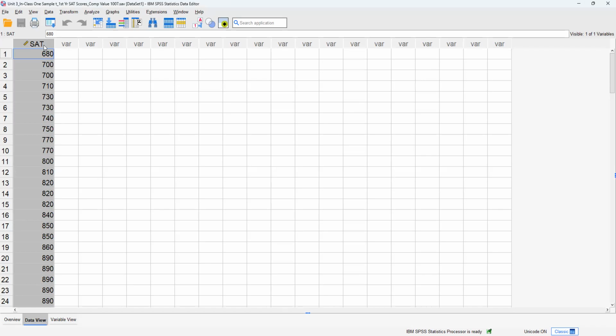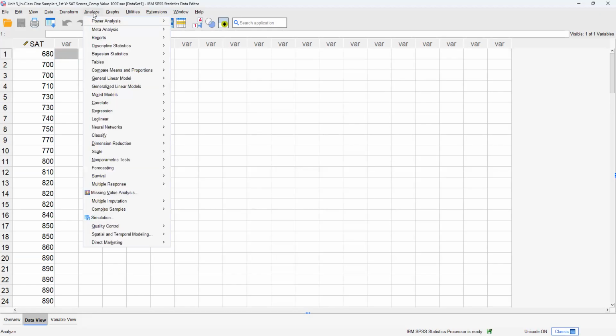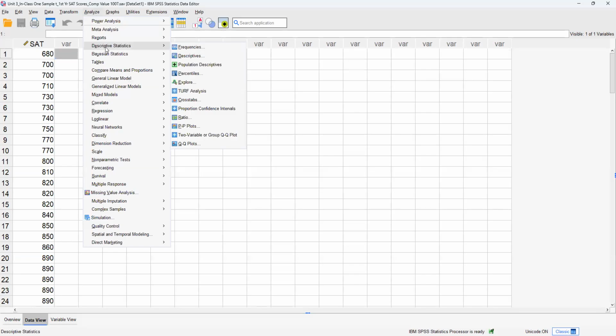The easiest way to do that, there are a number of ways, but probably the easiest is through an analysis called Explore. And so we find that under Analyze, Descriptive Statistics, and Explore. So Analyze, Descriptives, and Explore.